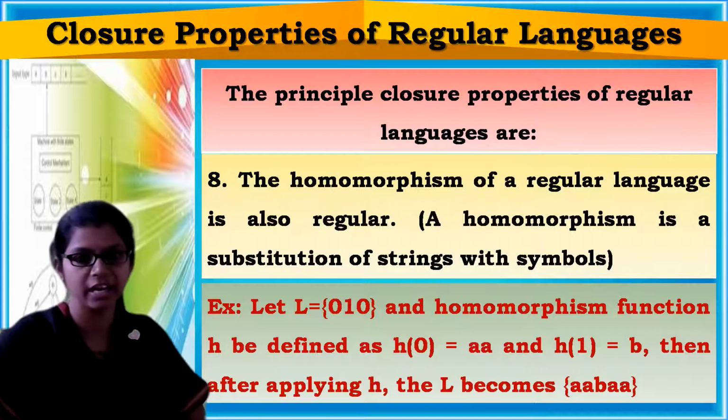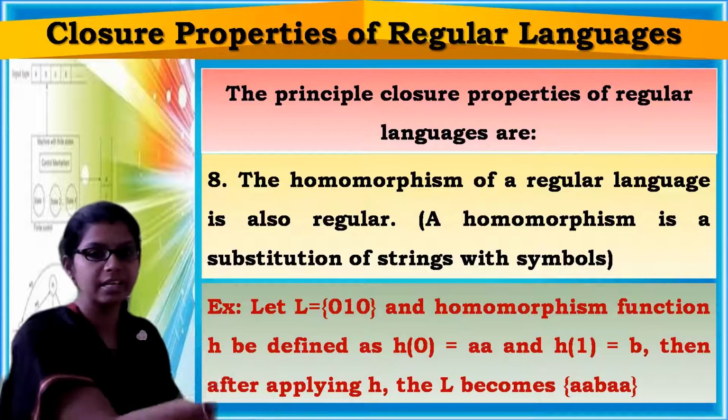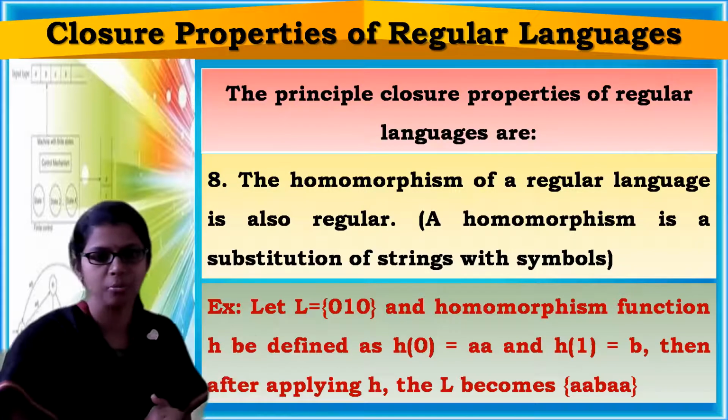h of 0 equal to AA means AA is getting substituted by 0. h of 1 equal to B means B is getting substituted by 1. This is the homomorphic function.